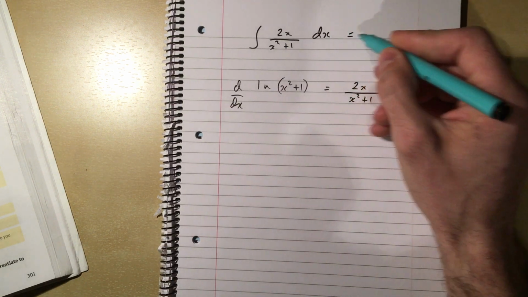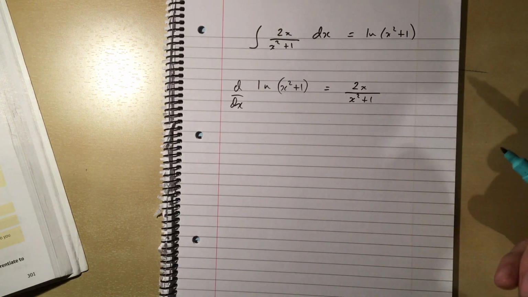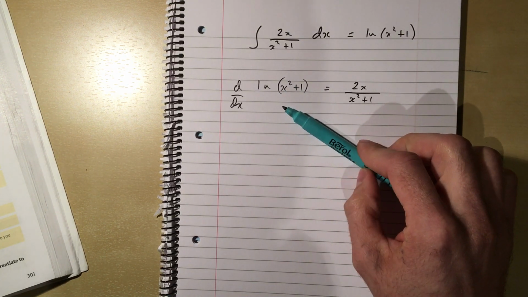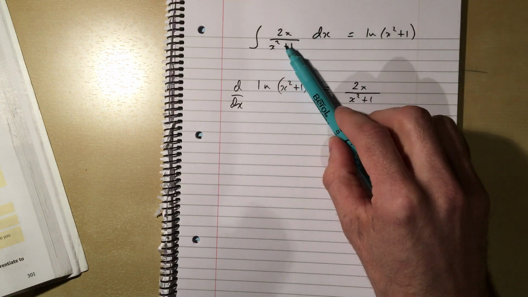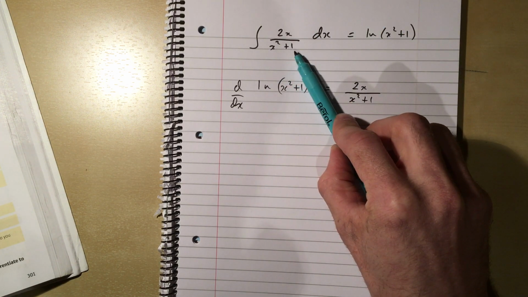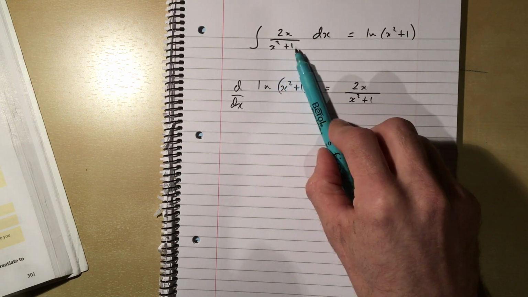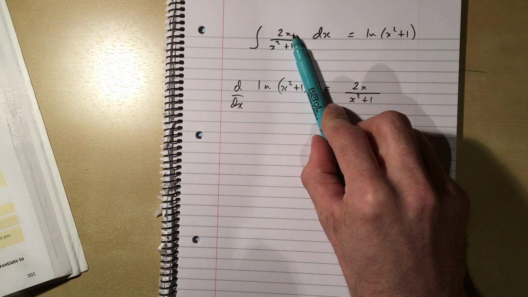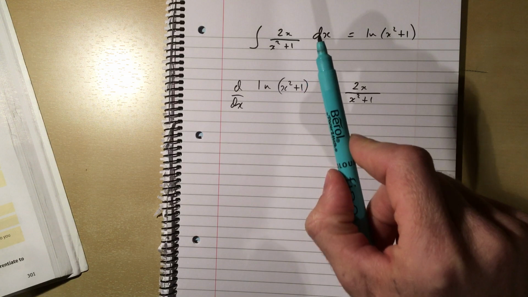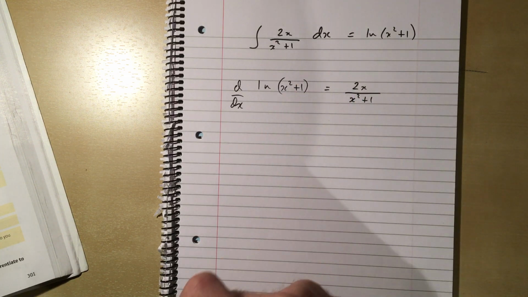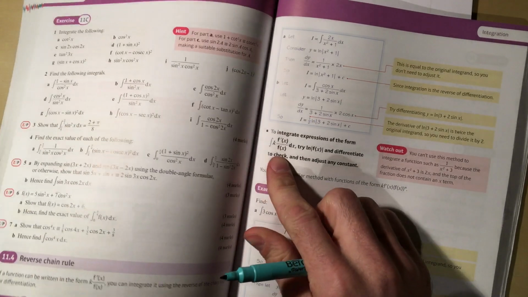So the integral of that must be natural log of x squared plus 1, which is all well and good, but how on earth were you supposed to spot that it's natural log of x squared plus 1? The trick is, if you take the denominator and differentiate it, you get the numerator. So when you've got something which is of the form, function on the bottom, numerator on the top, try natural log of the denominator, differentiate it and see if it works. And you'll find that it will.